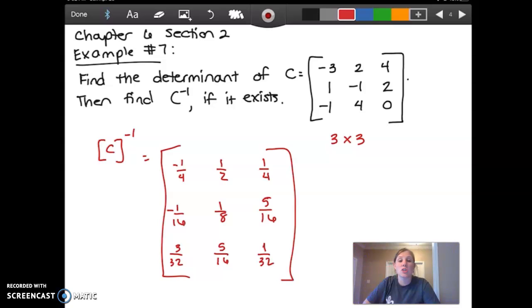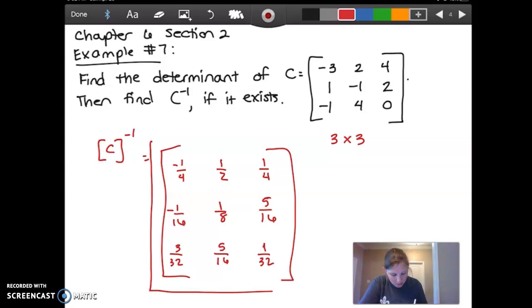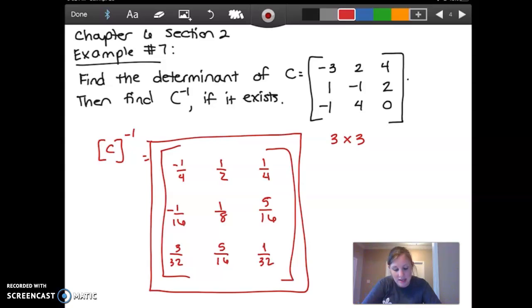Now you can actually solve for a determinant of C as well, and I kind of jumped the gun here, but whenever you're solving for the inverse, it is possible for the determinant to be 0, which means a 3 by 3 matrix can also be singular. So as I'm rereading the problem, I'm realizing that I kind of did that backwards, but that's okay. There is the inverse of C.